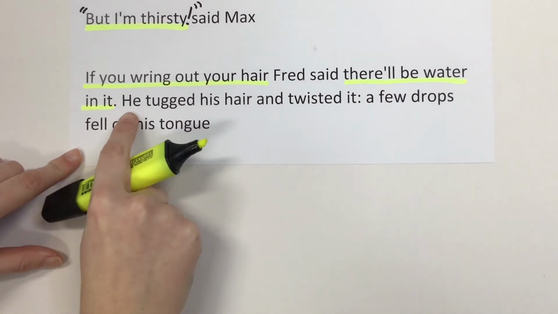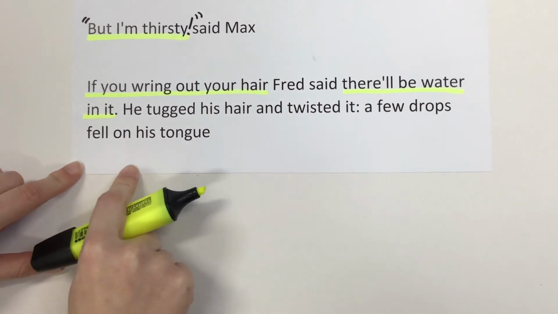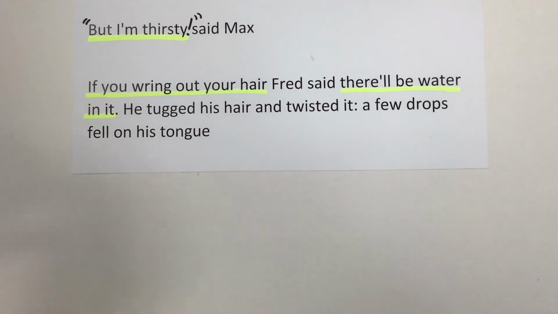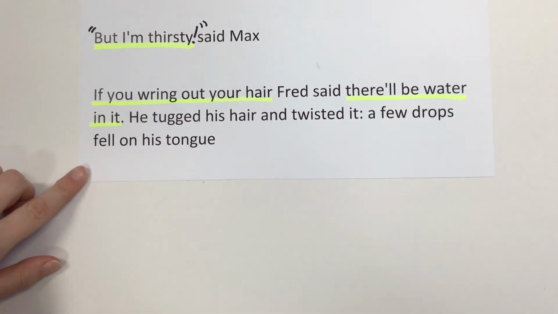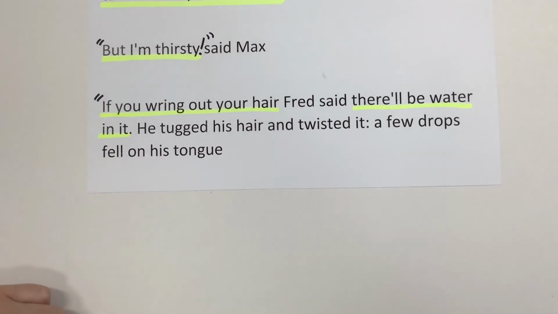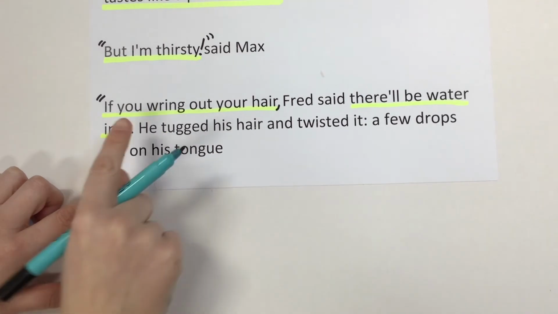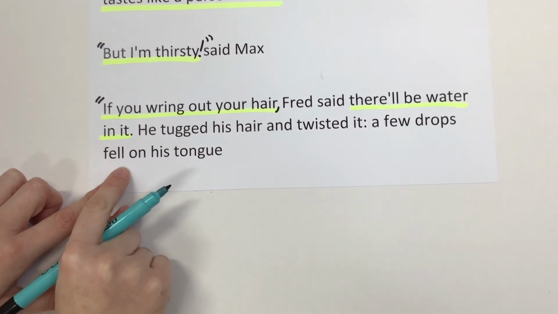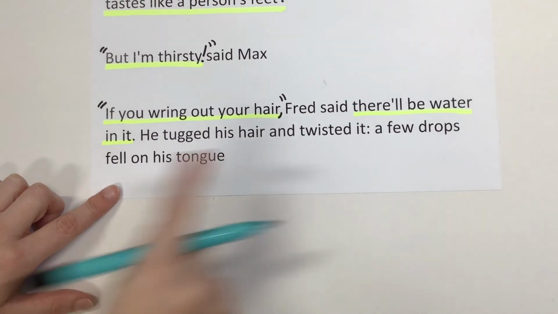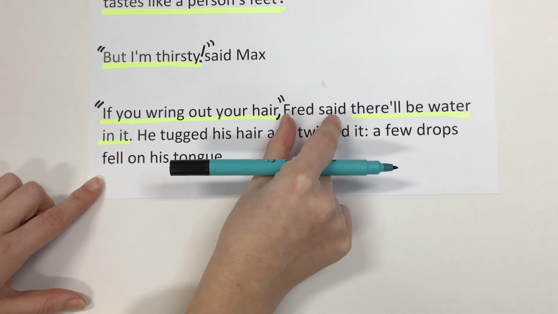Does he say he tugged his hair and twisted it? A few drops fell on his tongue. He doesn't say that. That's just explaining part of the story. So you need to put your inverted commas around both parts of the speech that Fred said. So at the beginning of the speech, you need to put that there. Now you need to put a comma after that because he hasn't actually finished his sentence. So you need to put them there, but you still need to put inverted commas there because he doesn't say this part. So you need to show which part he has said and which part he hasn't.